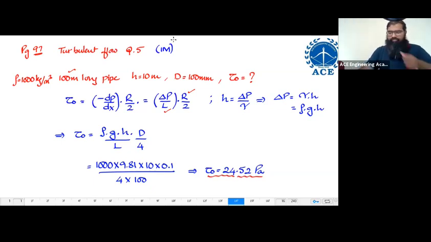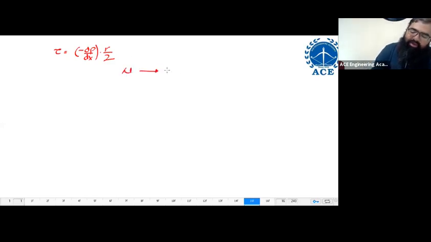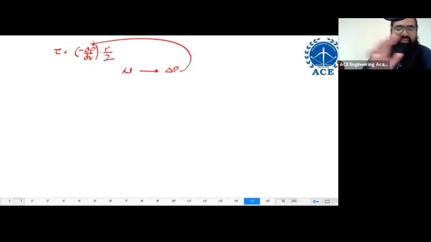Now, one more thing I want you to observe. Someone is asking a very good question: why is viscosity not creating the concept of shear stress? You see, shear stress here is equal to minus dp upon dx multiplied by r by 2. Why am I not writing viscosity anywhere? Please understand, viscosity has already affected delta p, and that delta p is affecting it here. Viscosity has already created its effect on the drop in pressure.